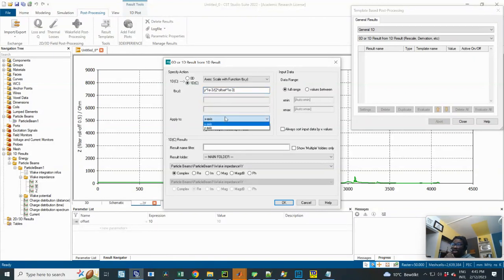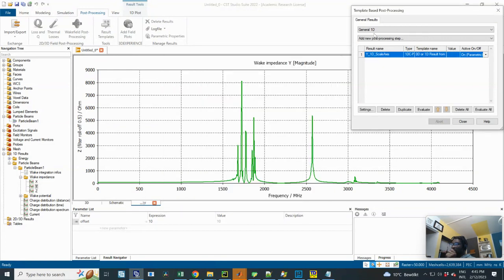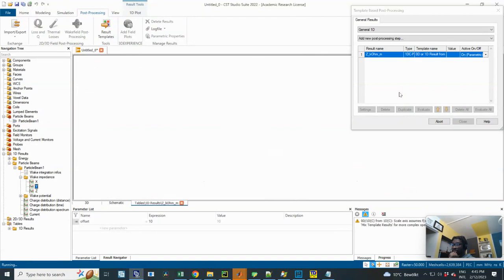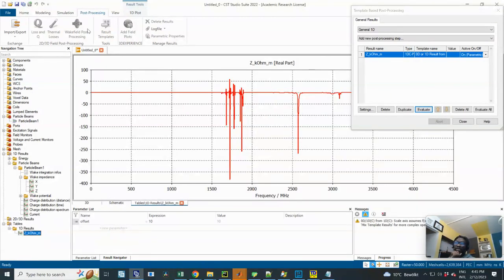And then you want to apply this to your y-axis, and then what do you want to scale? It's your wake impedance y. We can leave it as complex. We could also change to magnitude, but leave it as complex. So I could rename this Z kilo ohms per meter. And then when I evaluate this, yeah, it looks ugly.